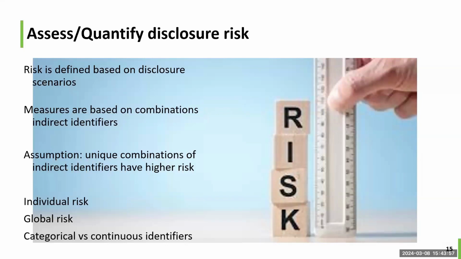And we said that measures for assessing disclosure risk are based on a combination of indirect identifiers. The assumption is that unique combinations of identifiers have higher risk. So we look at the data and see cases where, after you bring a couple of indirect identifiers together, you only find one person with that sort of combination. That's how higher risk is defined. And then we talked about individual risk, global risk, and categorical versus continuous identifiers. So these are the things that the methods use as input for assessing the risk.